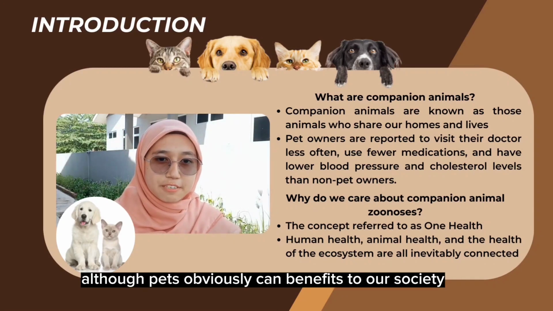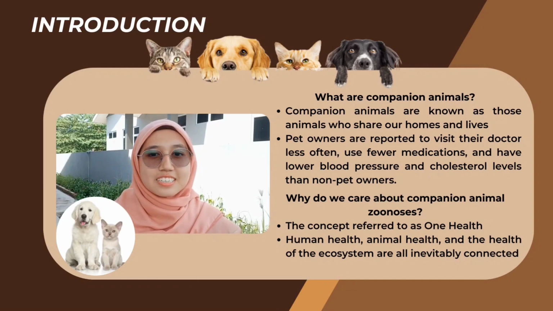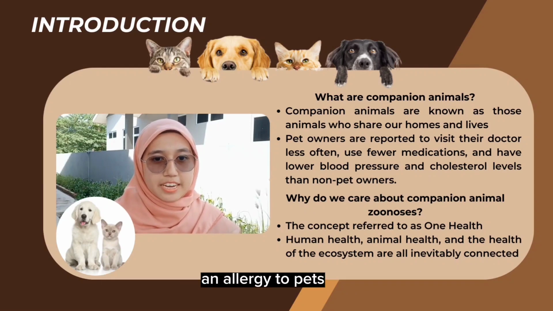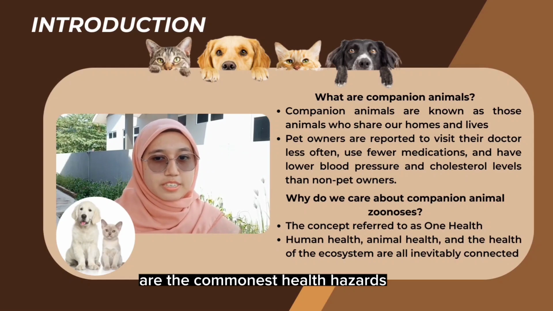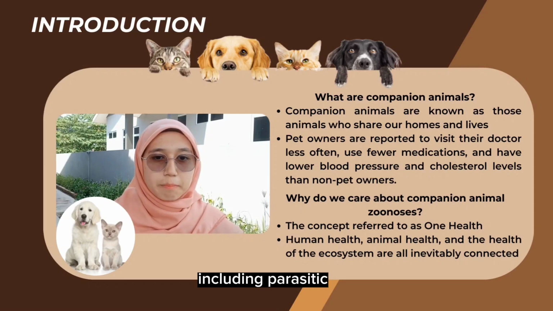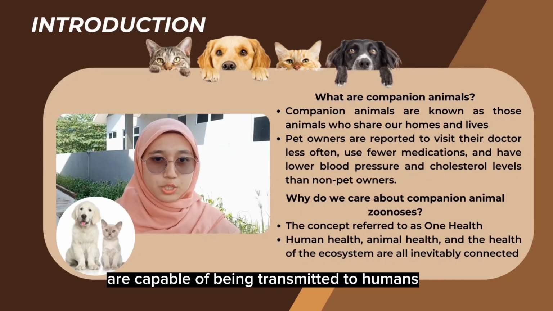Although pets offer significant benefits to our society, there are well-documented health hazards associated with owning a pet. Animal bites and allergy to pets are the commonest health hazards. However, a diverse range of infections, including parasitic, bacterial, fungal, and viral diseases, are capable of being transmitted to humans.